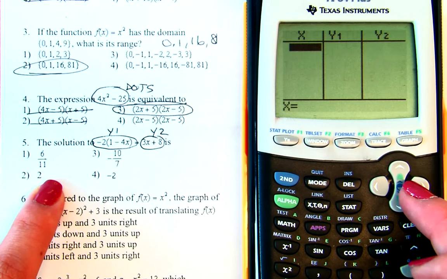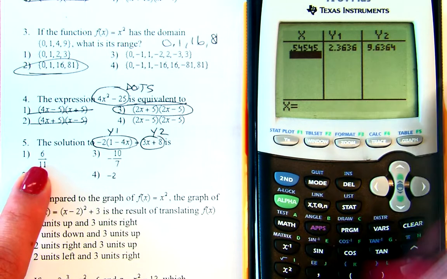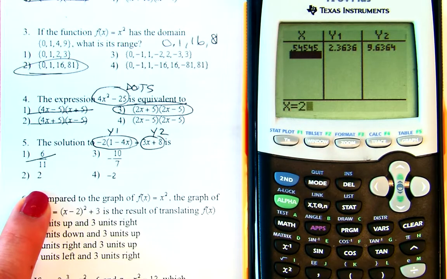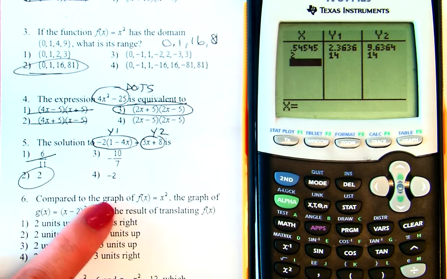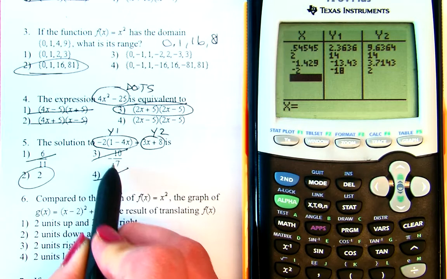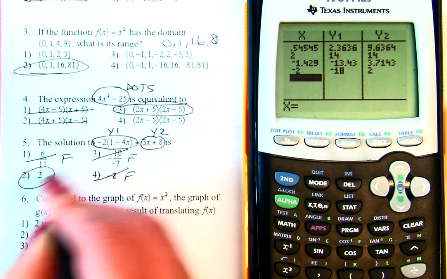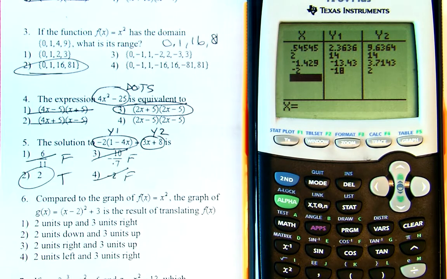So when you go to your table, it should be blank, and I'm going to type in 6 divided by 11. Do they match? No. If I type in 2, do they match? Yes. Check the others. Negative 10 divided by 7, no. And negative 2, no. Awesome. So when I plug these in, I will get false statements. When I plug in 2, I get a true statement.